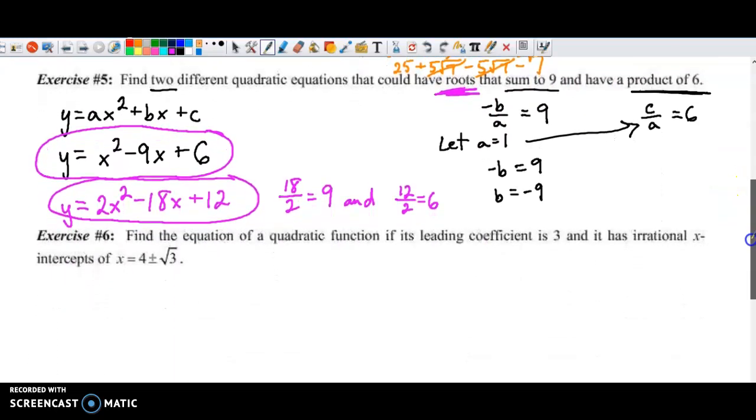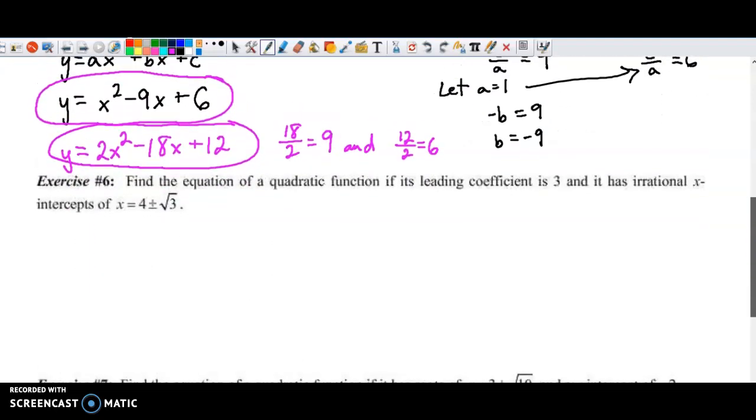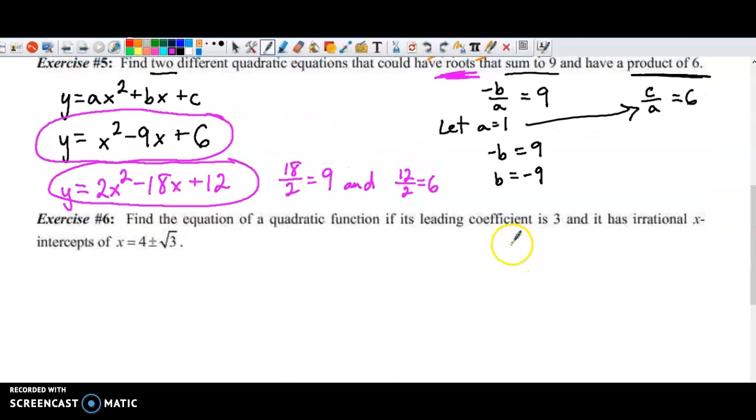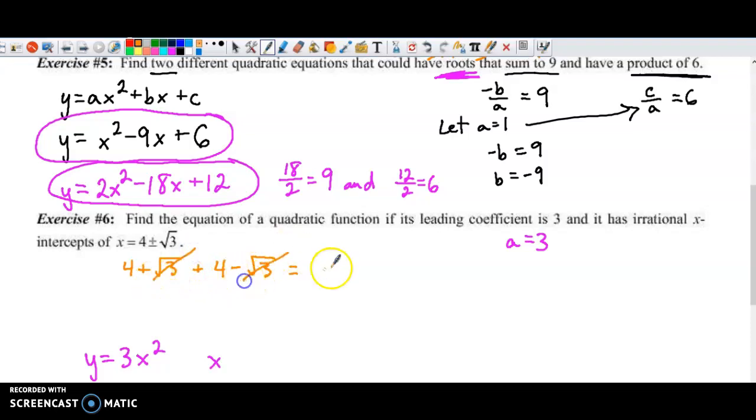So what's different about the next one is that they want you to have a leading coefficient, so they want you to have an a value of 3. So in order to set this problem up this way, my final answer is going to be y equals 3x squared, and then something x plus something. I don't really know. But what I need to do next is find out what the sum of these two roots are. So 4 plus root 3 plus 4 minus root 3. And you can see those roots cancel. You're just left with 8. So the sum of the roots is 8.